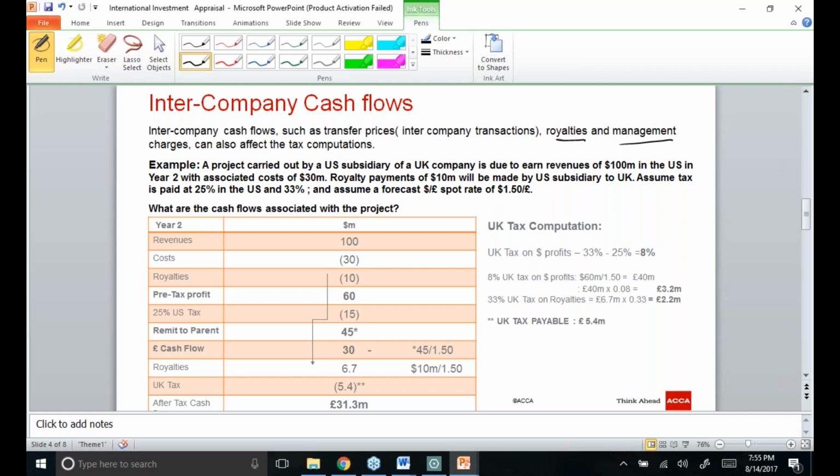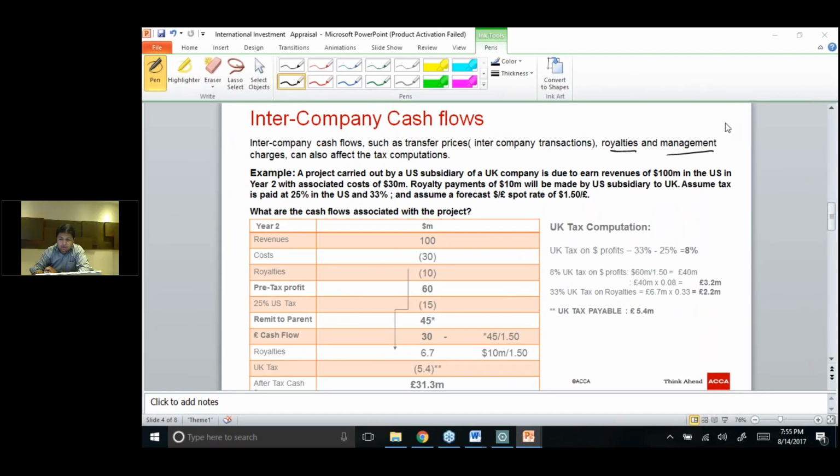Okay, let's learn this concept with the help of an example. A project carried out by a USA subsidiary of a UK company is due to earn a revenue of 100 million in the USA. Remember one thing, our subsidiary is in the US and we are in the UK. So the subsidiary is earning $100 million in year 2, working with an associated cost of 30 million.